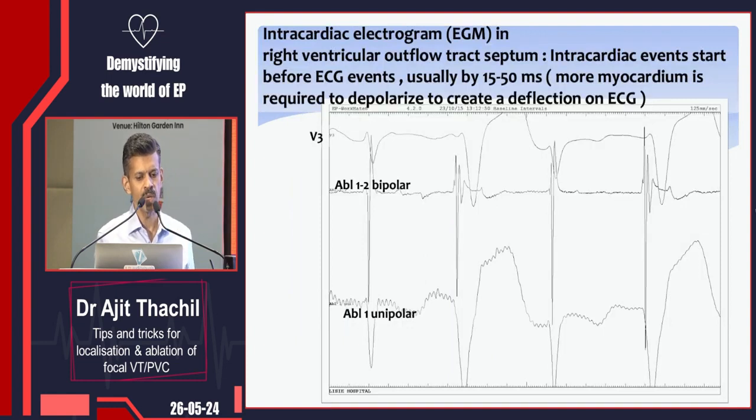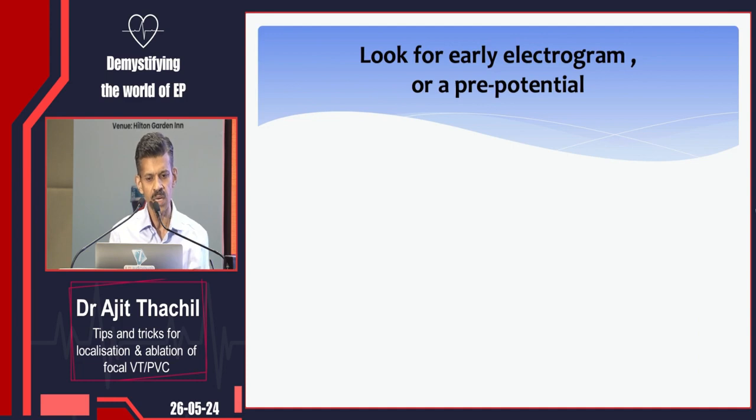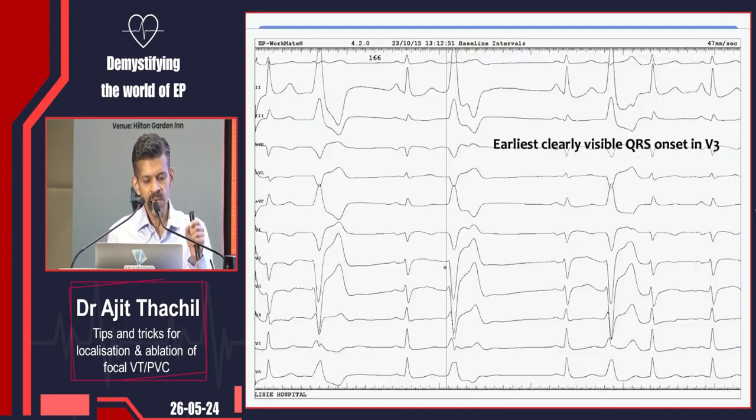Now coming to the electrogram, this is more important than that. The intracardiac deflection starts about 15 to 50 milliseconds before the QRS, because you need to activate that much critical muscle before a surface QRS is recorded. But the intracardiac deflection will start early. So the thing is just to look at an early intracardiac deflection or a pre-potential. Sometimes there will be isolated bits of tissue which generate a pre-potential. But the devil is in the details.